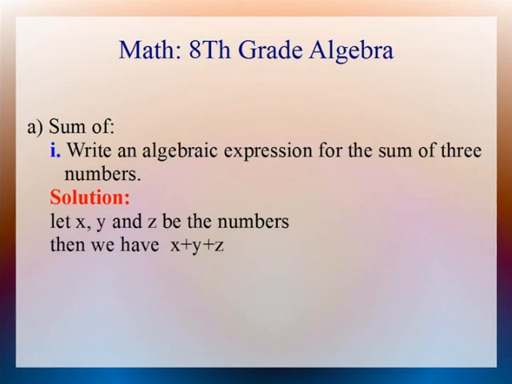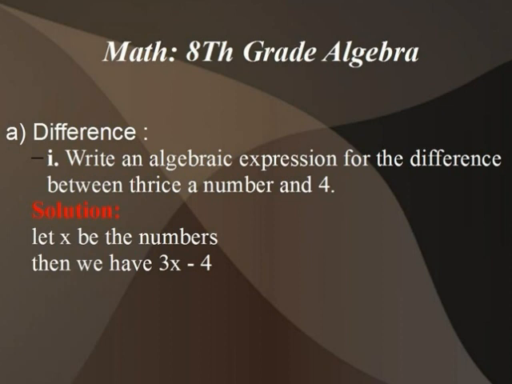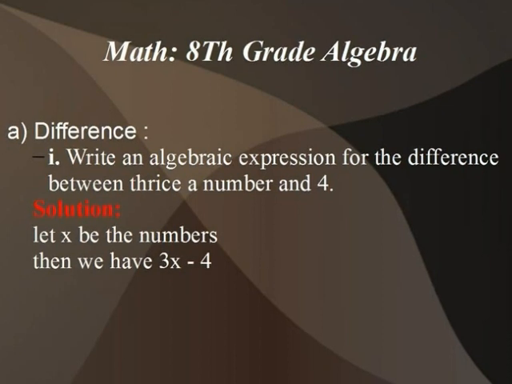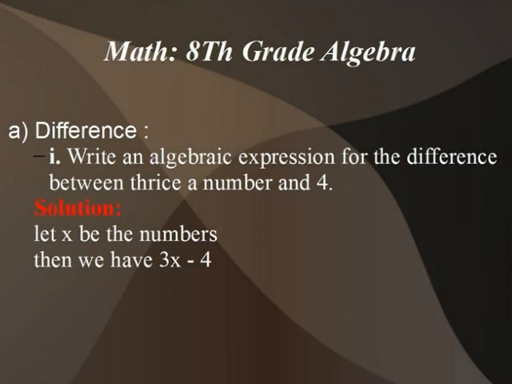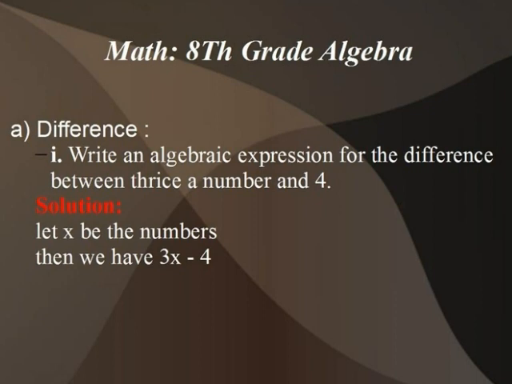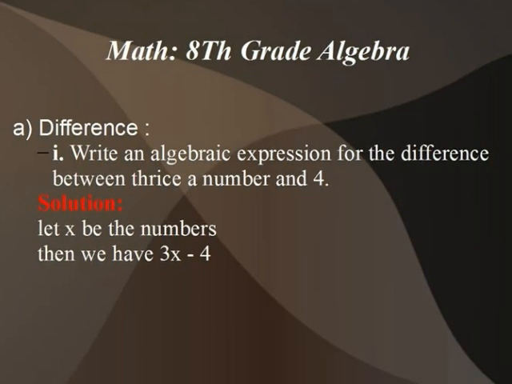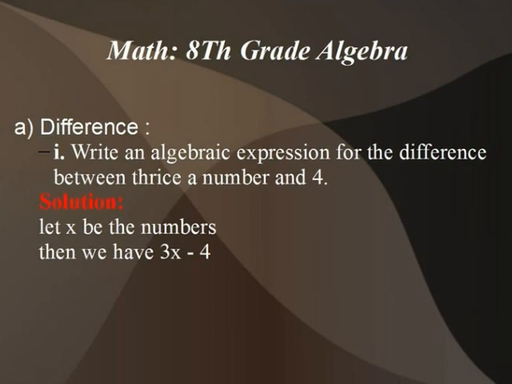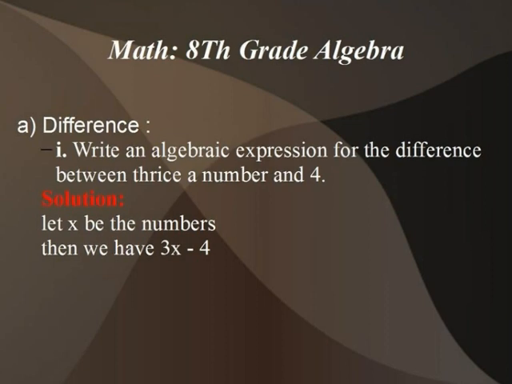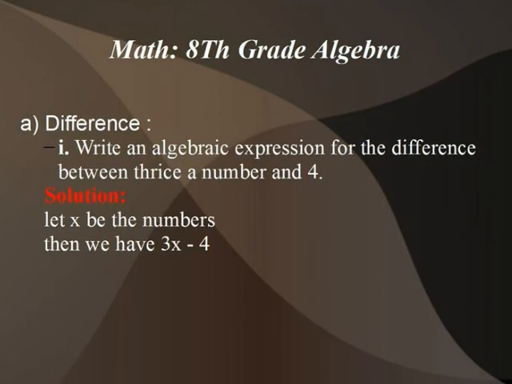Okay, we look at the second example. In this second example, we're going to use difference. Like the question says, write an algebraic expression for the difference between 3 times a number and 4. That's also easy. When you look at the solution, it's just what? 3 times a number is 3x because we don't know the number. And then minus 4 will be the solution to this one too. That's also pretty easy.